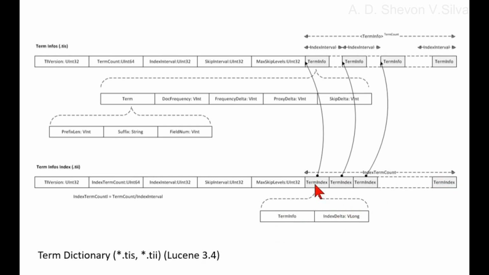Here the term index is connected to term info here, and the term index is connected to term info here, and the term index is connected to term info here. So term indexes are connected to term infos in the term infos.